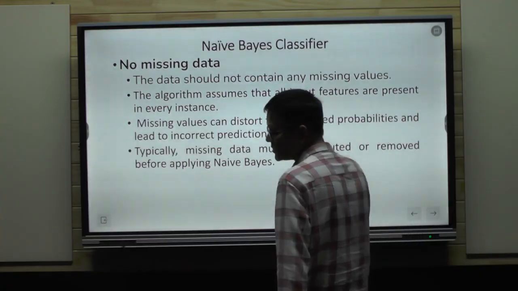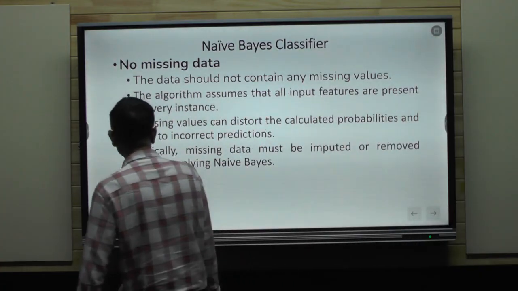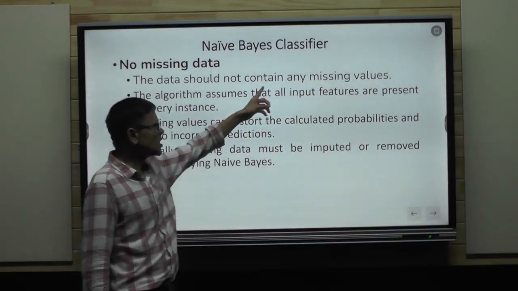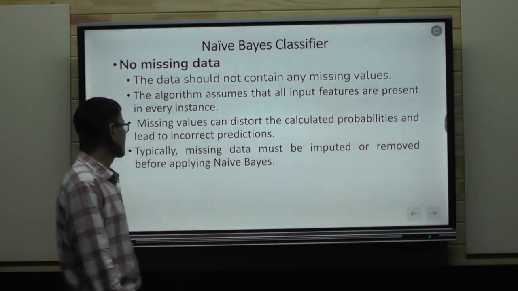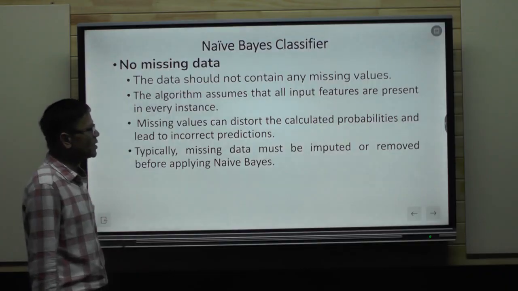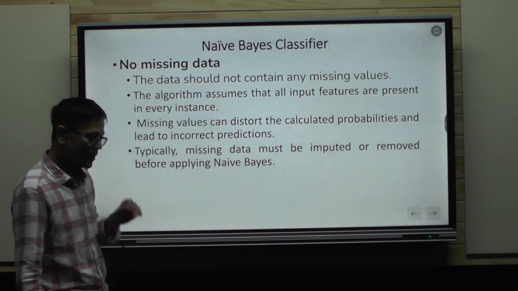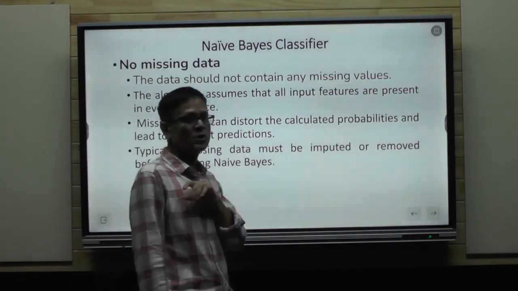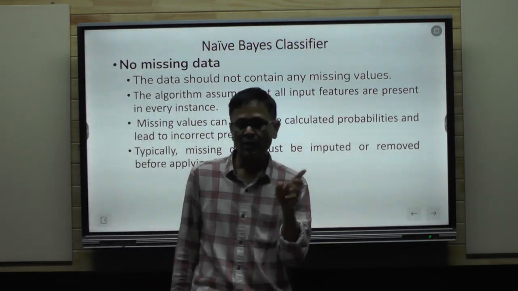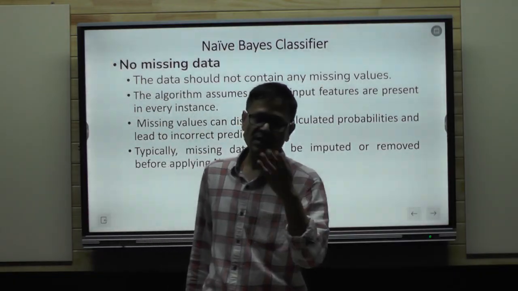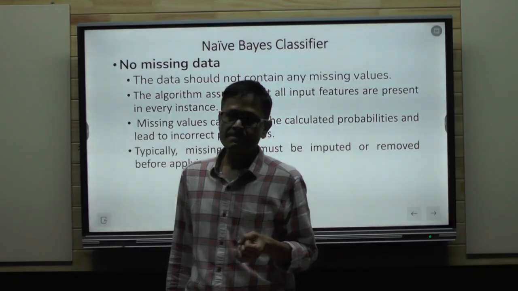And last is that there is no missing data. The data should not contain any missing values. The algorithm assumes that all the input features are present in every instance. Why so? Because it calculates the product of the x1, x2 probabilities for a certain output y.